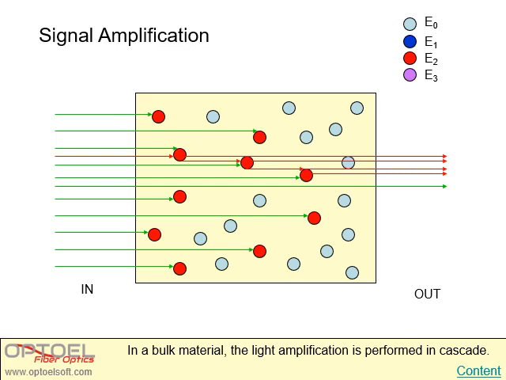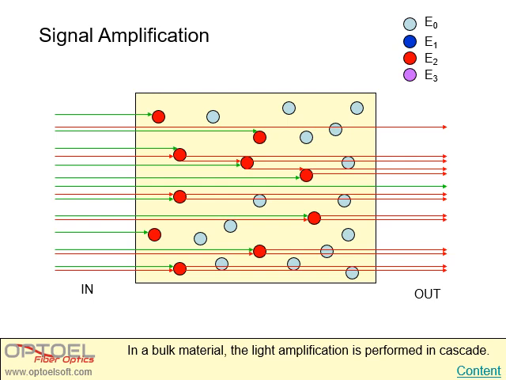Similar process will happen for each red photon entering the material. Some of them will not encounter any excited atoms and will leave the material without amplification. However, on average, the output will exhibit a much larger number of red photons compared with the input.